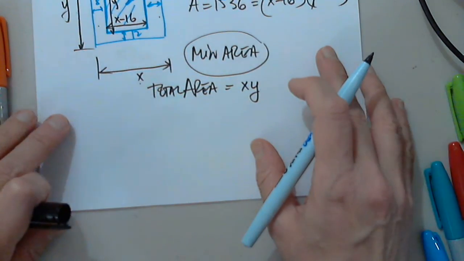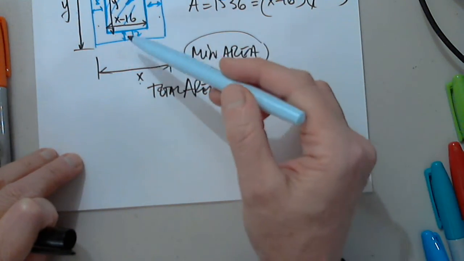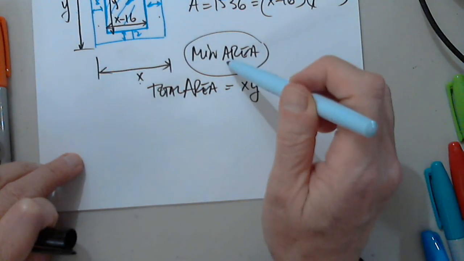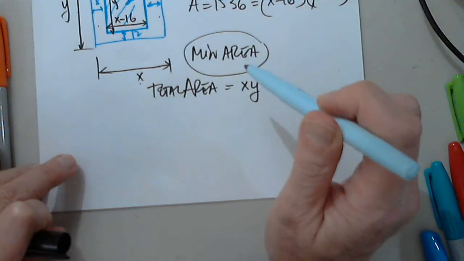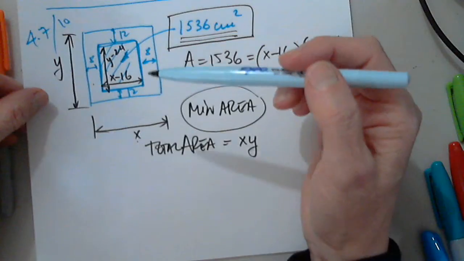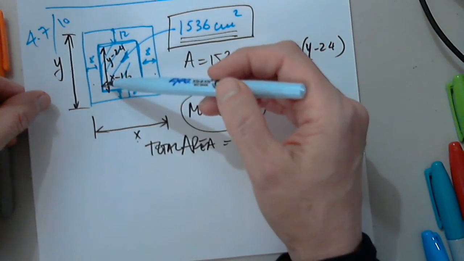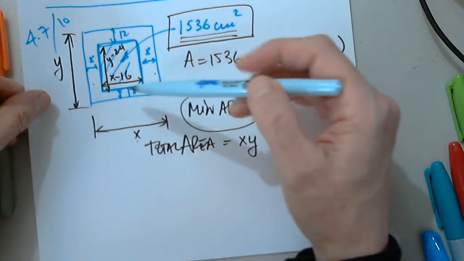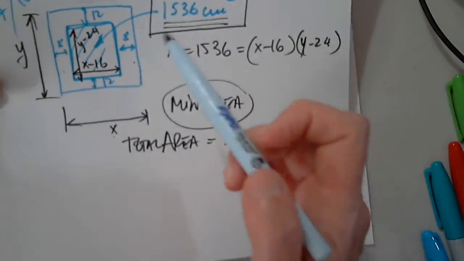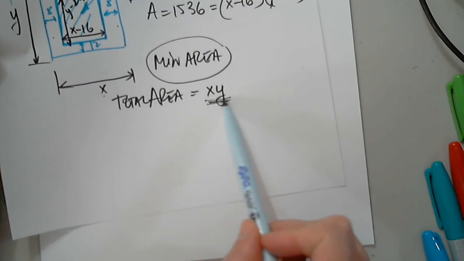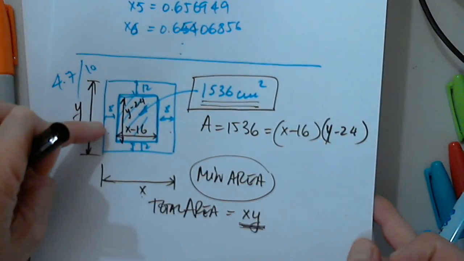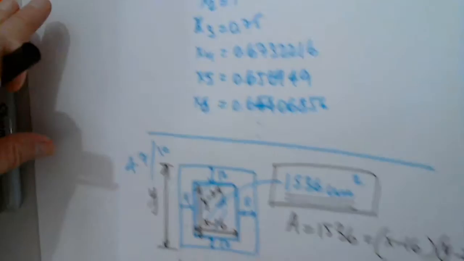So I'm thinking what is best is to consider X and Y the inside, because I'm minimizing the entire area. I think that will be better. So I think the notation should be X and Y, and this will be X plus 16, and this will be Y plus 24. That's a better option. I'm just going to draw the same thing again, but I'm going to use different notation.